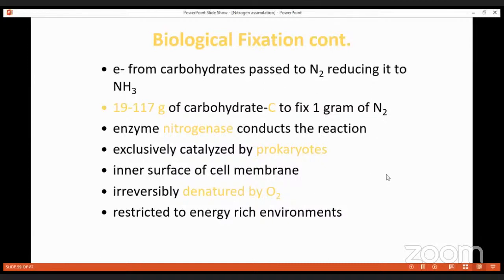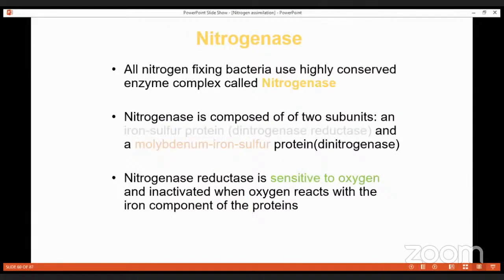So it is a very high energy consuming reaction. And just remember that nitrogenase is sensitive to oxygen. So it has to happen under anaerobic conditions, because oxygen irreversibly damages the nitrogenase enzyme's catalytic capabilities. Nitrogenase we discussed, it has two subunits. One is iron sulfur, one is the MoFe unit. The iron sulfur is called dinitrogenase reductase, whereas molybdenum iron sulfur is called dinitrogenase. Nitrogenase reductase is sensitive to oxygen. So one component is sensitive to oxygen.